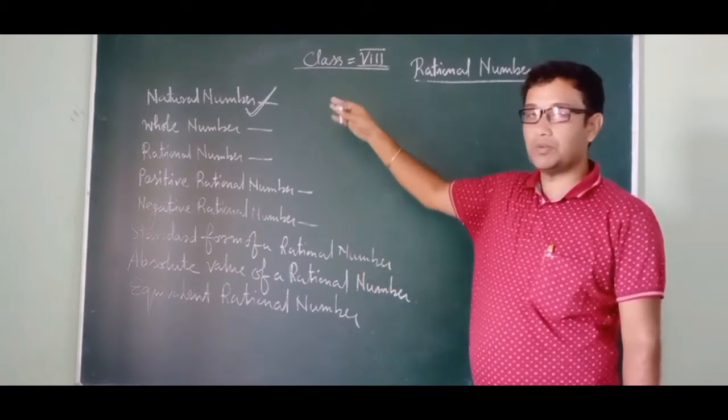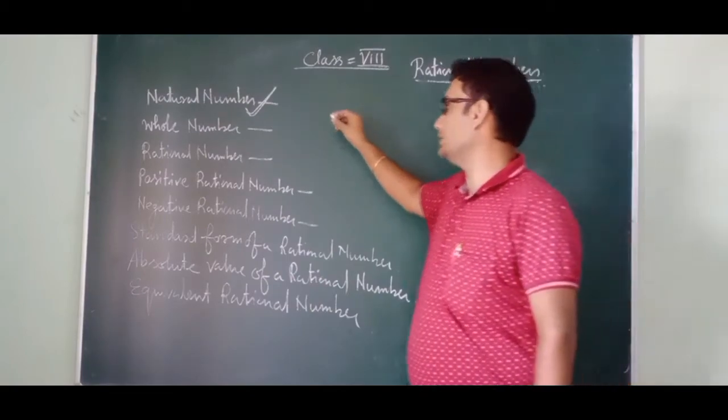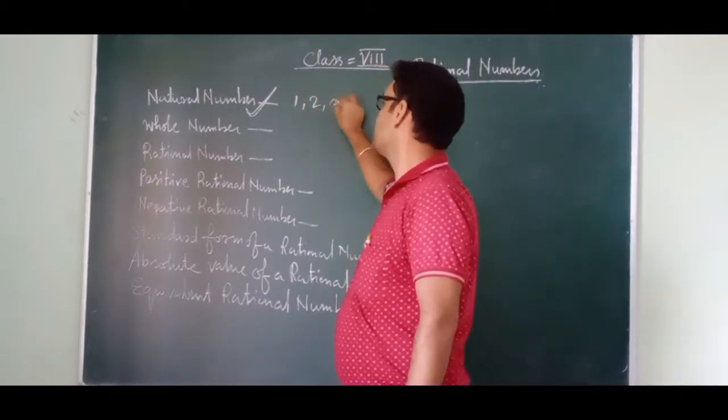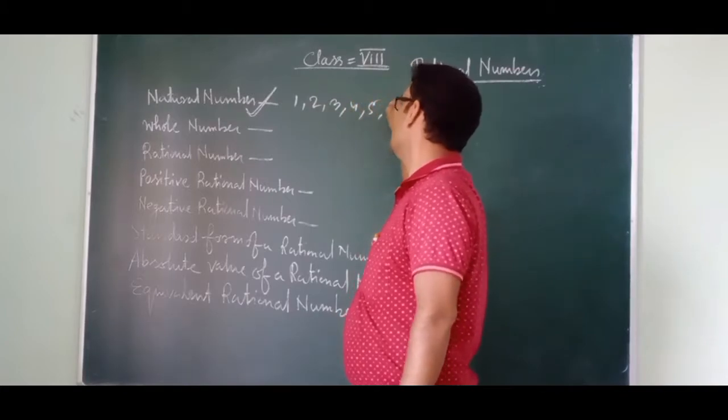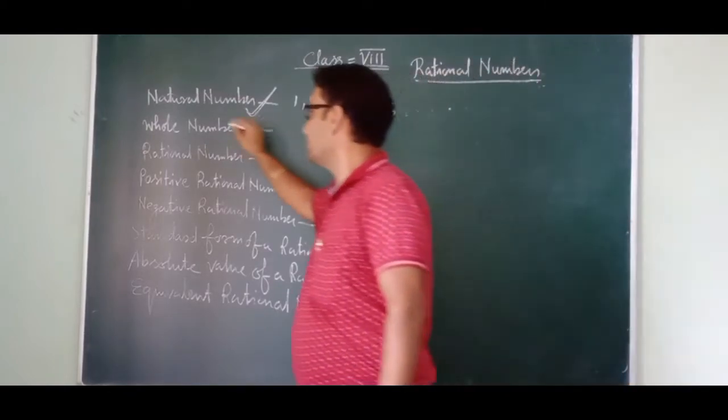So natural number means what? The counting numbers which start from 1. That means 1, 2, 3, 4, 5, 6. These are called natural numbers.